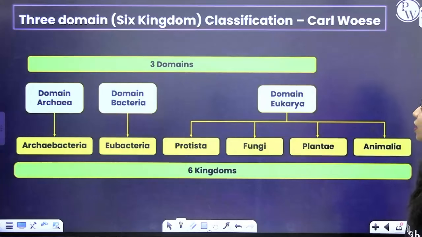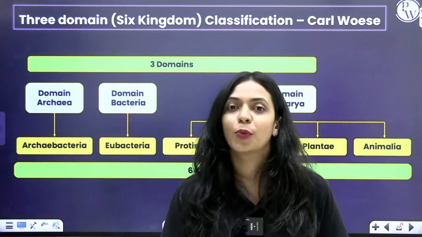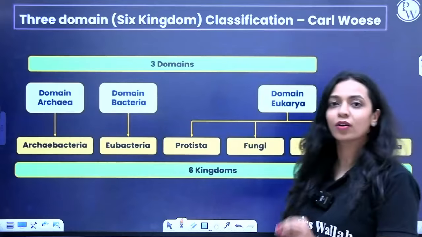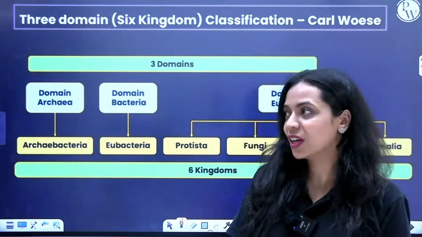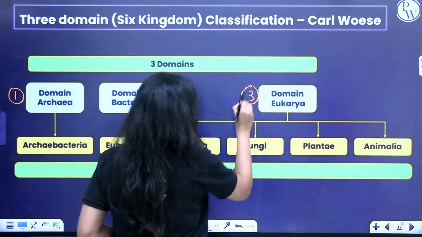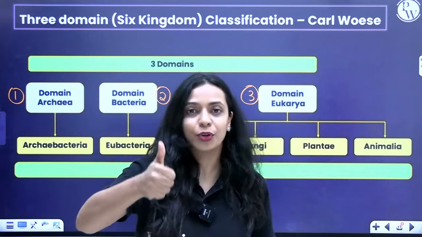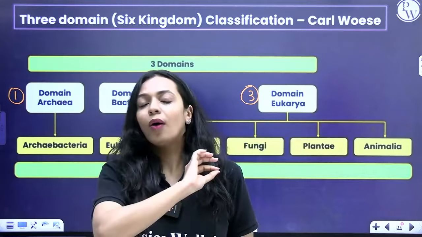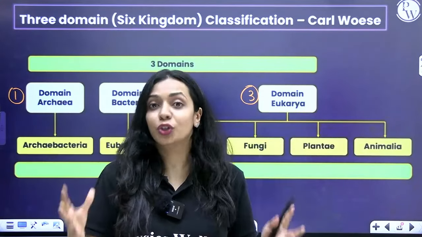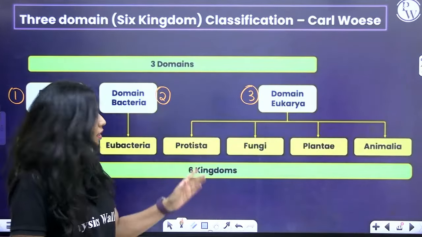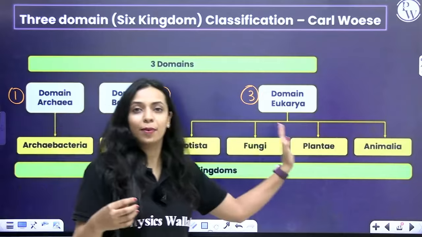Now, let's talk about the 6 kingdom classification or the 3-domain classification that was proposed by a person called Carl Woese. What is this 3-domain classification? He classified all living organisms into 3 different domains: domain Archaea, domain Bacteria and domain Eukarya. Remember, the 5 kingdoms that we know of are Monera, Protista, Fungi, Plantae and Animalia. What he did was include all the eukaryotic kingdoms into a domain that he calls Eukarya. So within domain Eukarya, you have 4 kingdoms: Protista, Fungi, Plantae and Animalia.